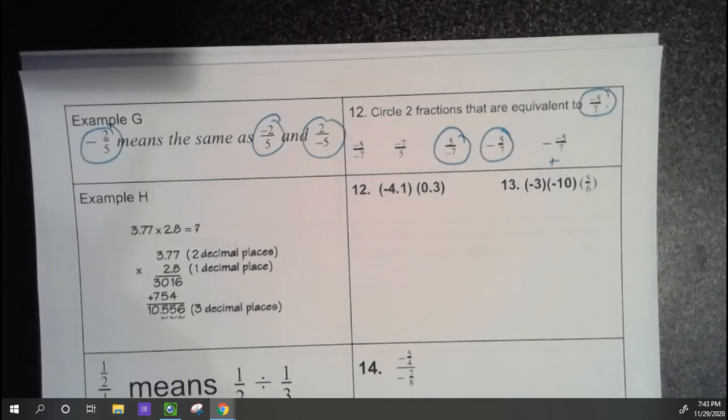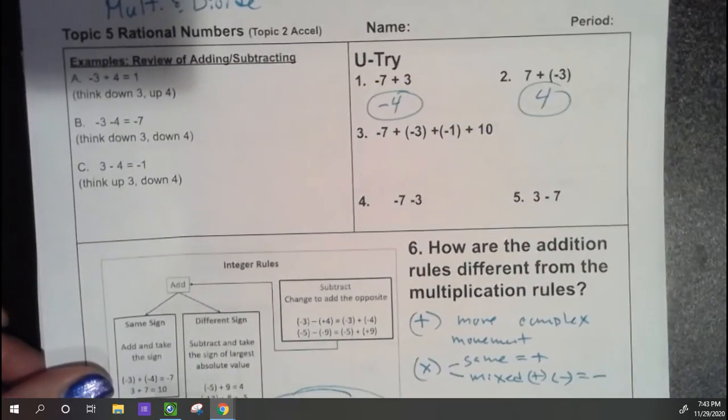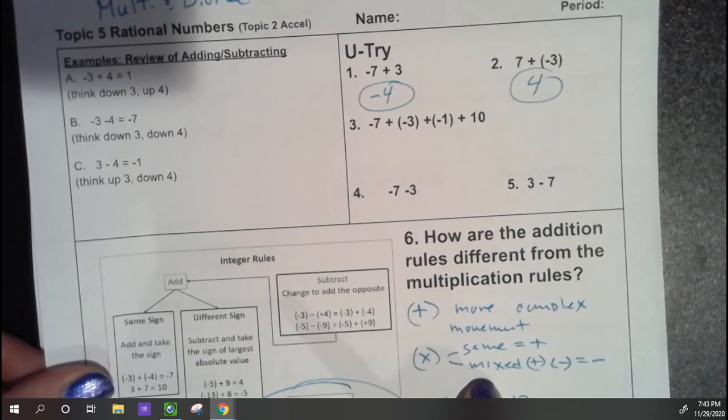That's it. That's the lesson. It's super easy. Same sign, positive, mixed signs, negative.